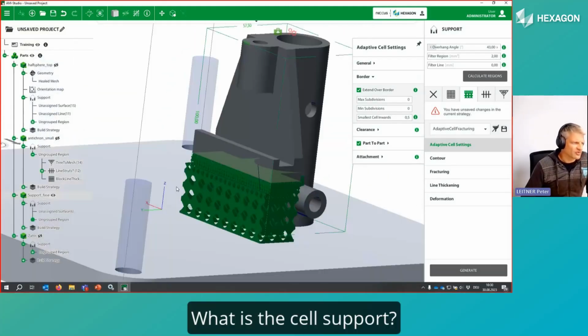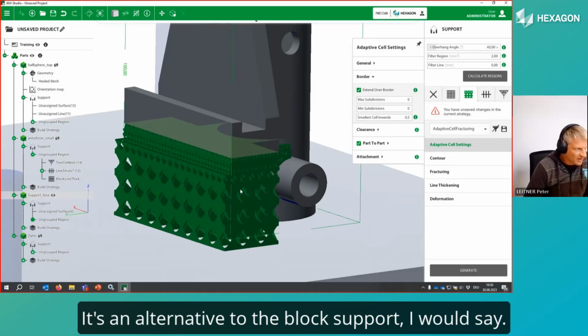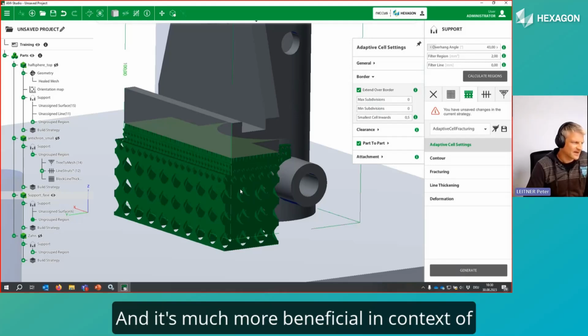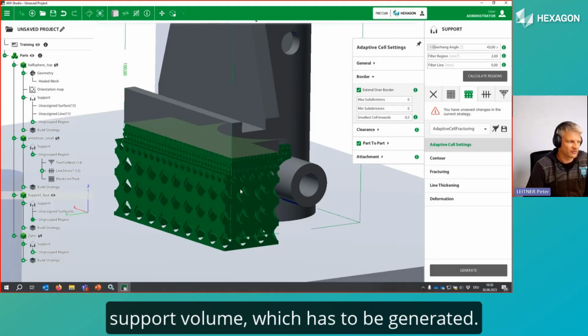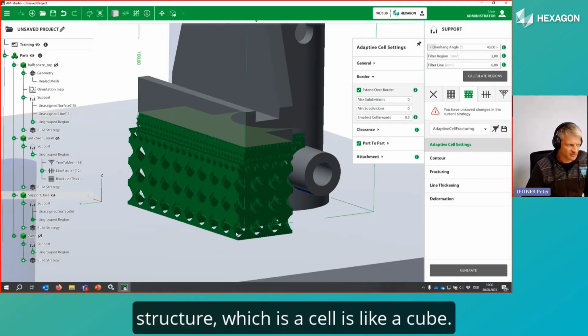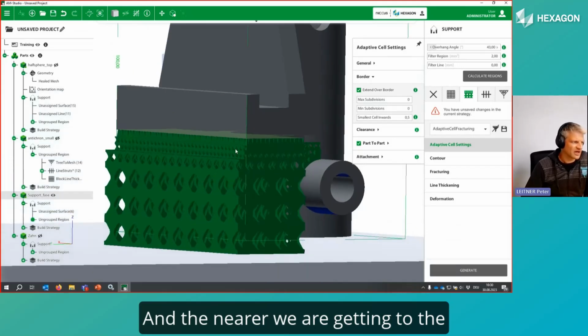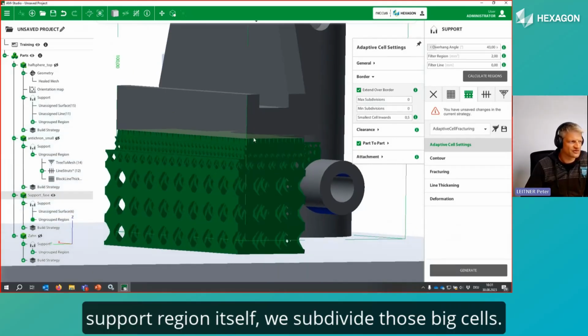What is the cell support? It's an alternative to the block support, I would say, and it's much more beneficial in context of support volume, which has to be generated. As you can see, we begin with a big cell, a structure, which is like a cube, and we position on top the next cell. And the nearer we are getting to the support region itself, we subdivide those big cells.